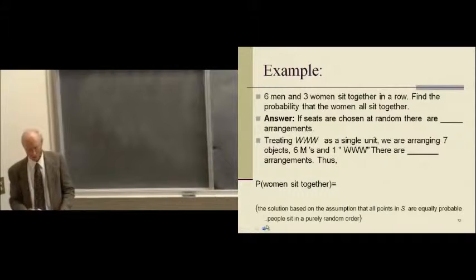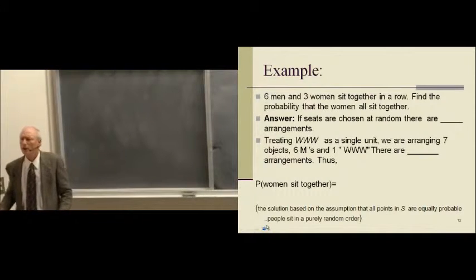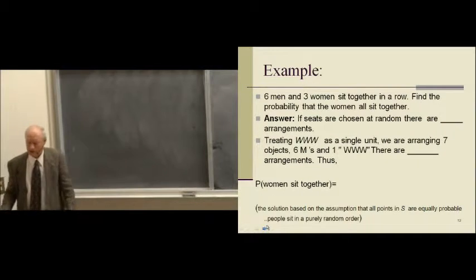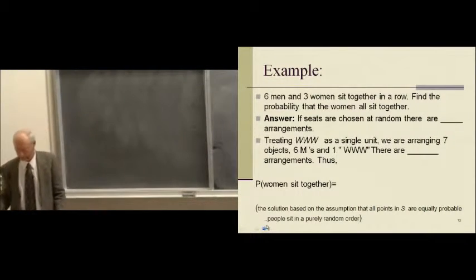Okay, here is an example. I think it's taken from probably the end of chapter 3. 6 men and 3 women are sitting together in a row, actually are supposed to sit together in a row. Find the probability that the women all sit together.